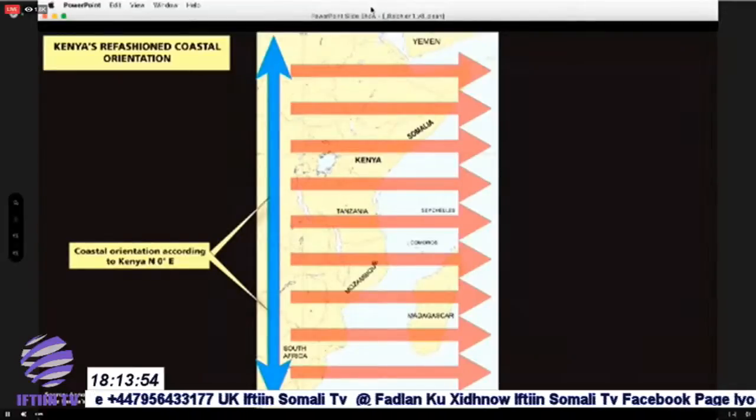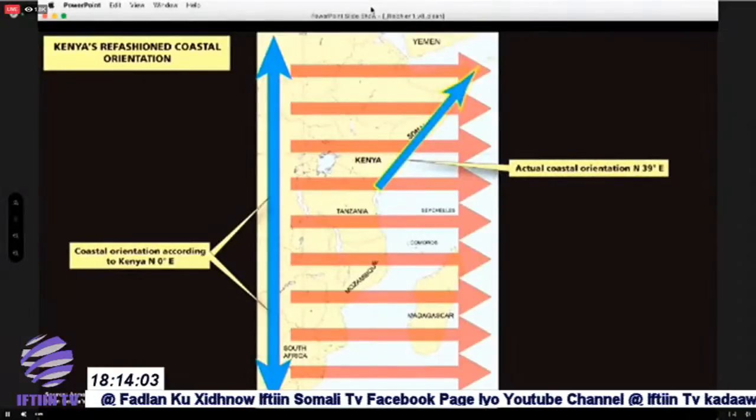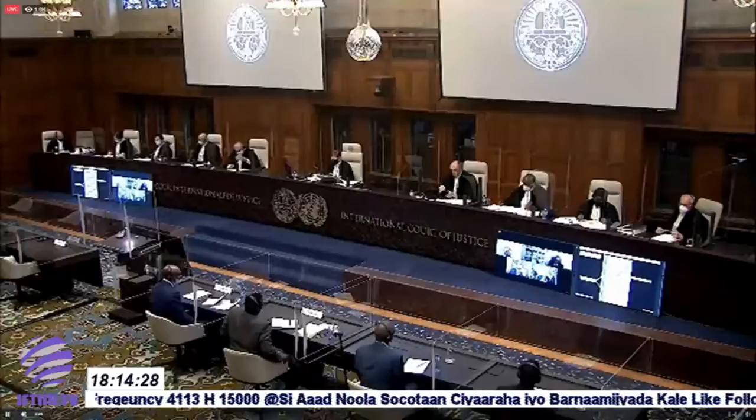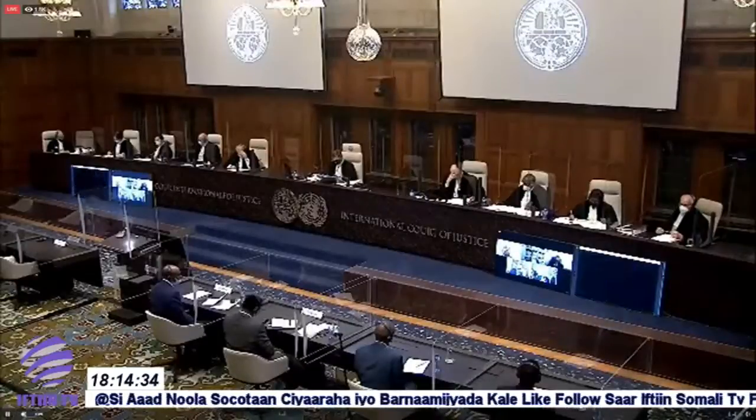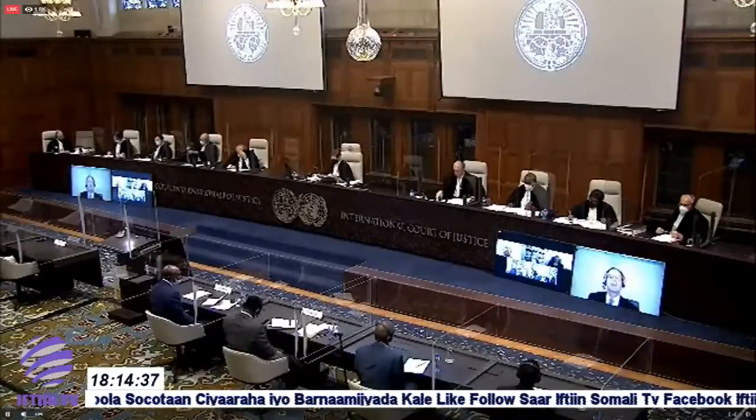As highlighted here, Kenya's imaginary coast runs due north and south at an angle of 0 degrees. This bears scant relation to the actual direction of the real coast, which runs from northeast to southwest, despite Kenya's effort to obscure it with enough arrows to fill an extraordinarily large quiver. What Kenya has done here is completely refashion the coastal geography in violation of the most basic principles of maritime delimitation. The conclusion, Madam President, is therefore inescapable.